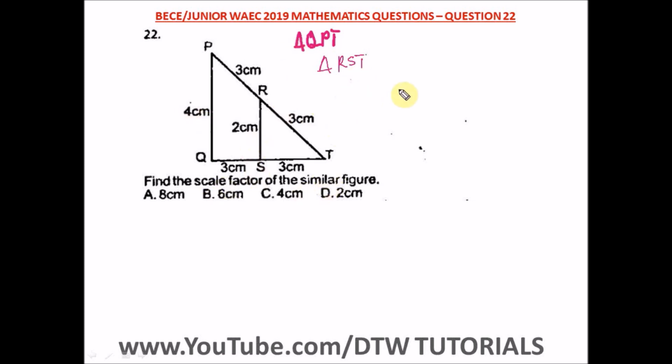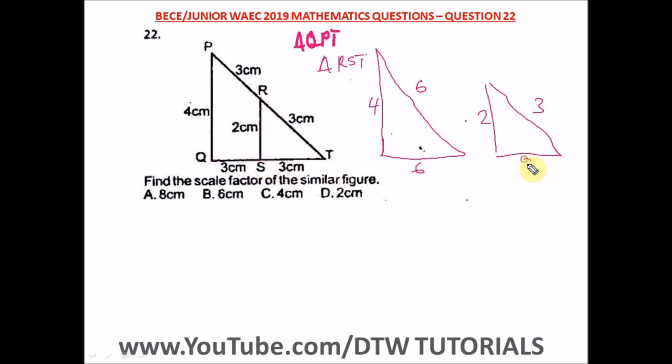Let's draw this triangle. So triangle QPT, the bigger triangle, is what? 3 plus 3, which will give us 6, and from here to here is 4. From here to here is 6. And our small triangle RST is what? From here to here is 3, and from here to here is 2, from here to here is 3. So you can see this is a similar figure.